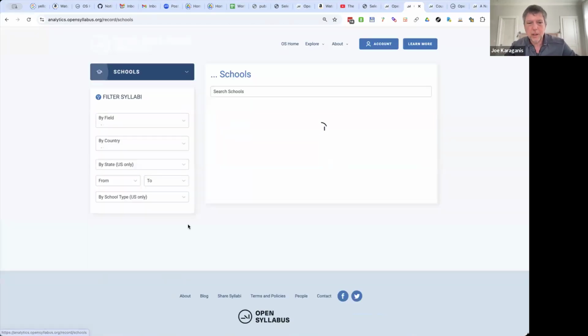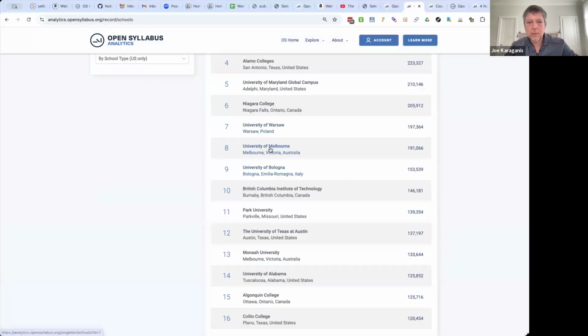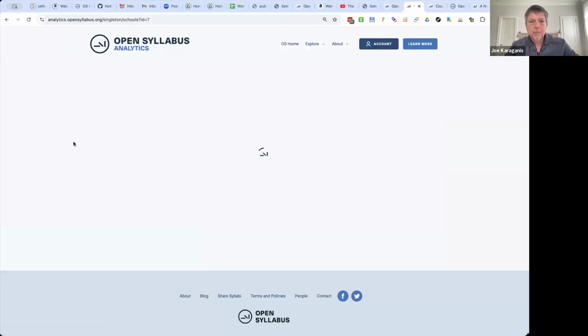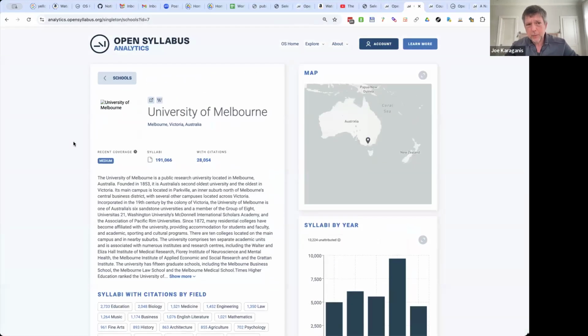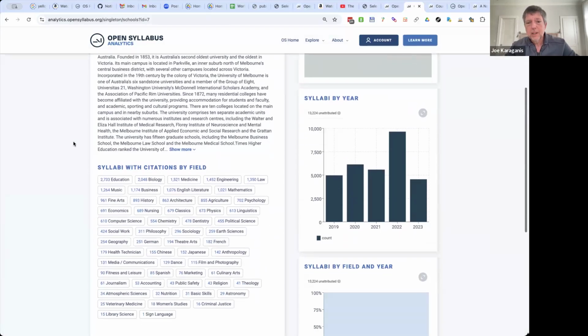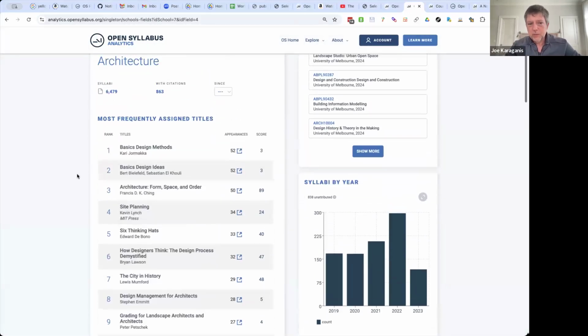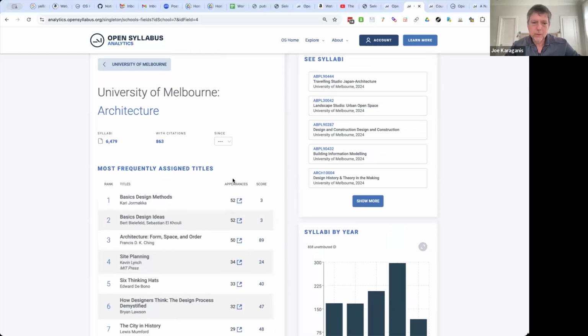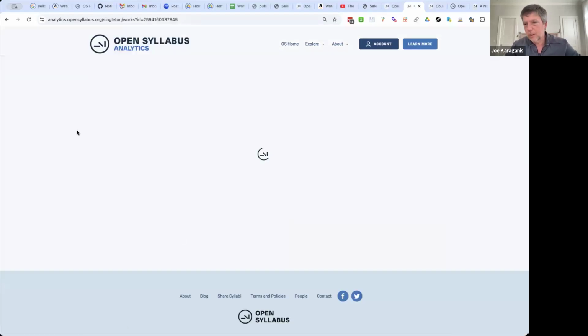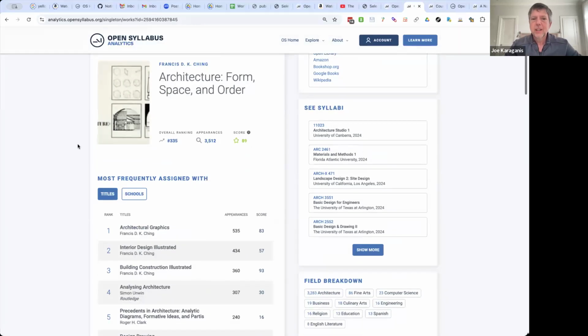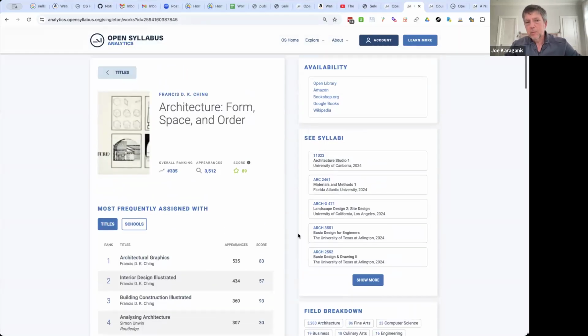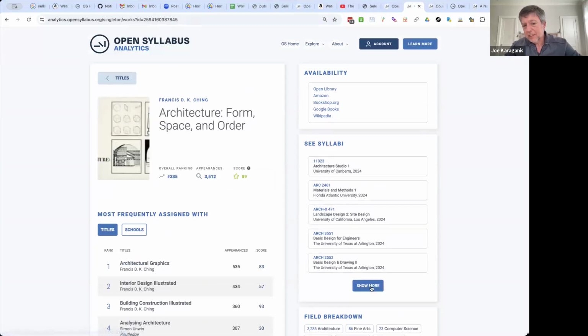Again, you can play with all this yourself, but let's say this is how we typically represent a school. If you want to look at the curriculum at the University of Melbourne in terms of assigned titles, you can do that. You can drill into it, you can filter by year and see what the curriculum in architecture in the last couple of years looks like. You can look at it by title. You can look at syllabi that assign that title.